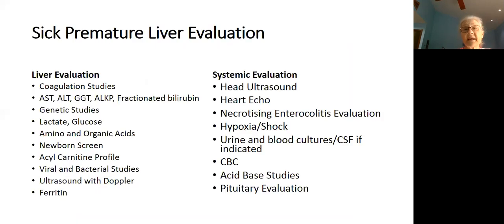In the sick preterm, I think of this as the liver evaluation and the systemic evaluation, and they both go on at the same time. And here's a list of studies that we think about. These babies are often extremely sick and we need an answer right away, and so we're very aggressive at looking for things.